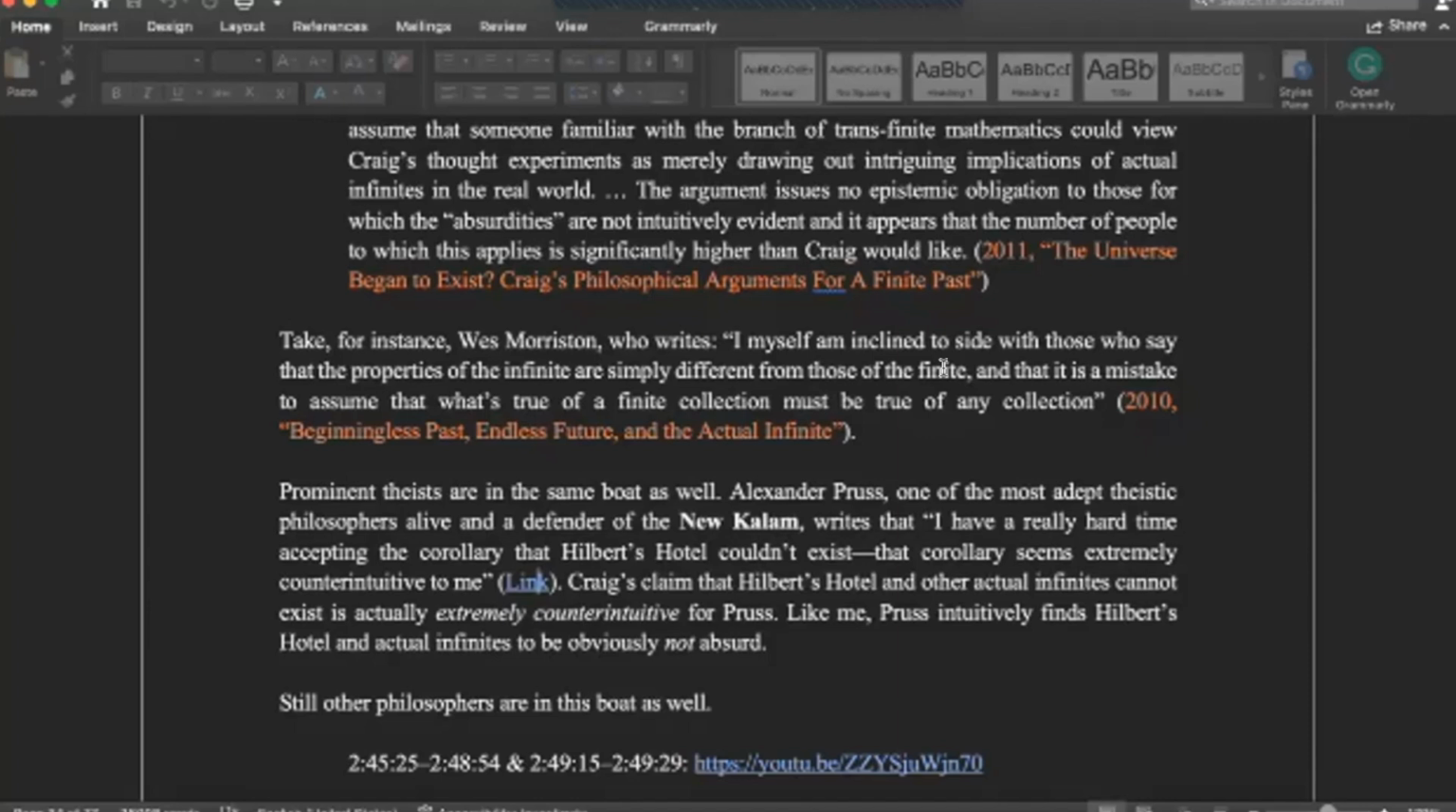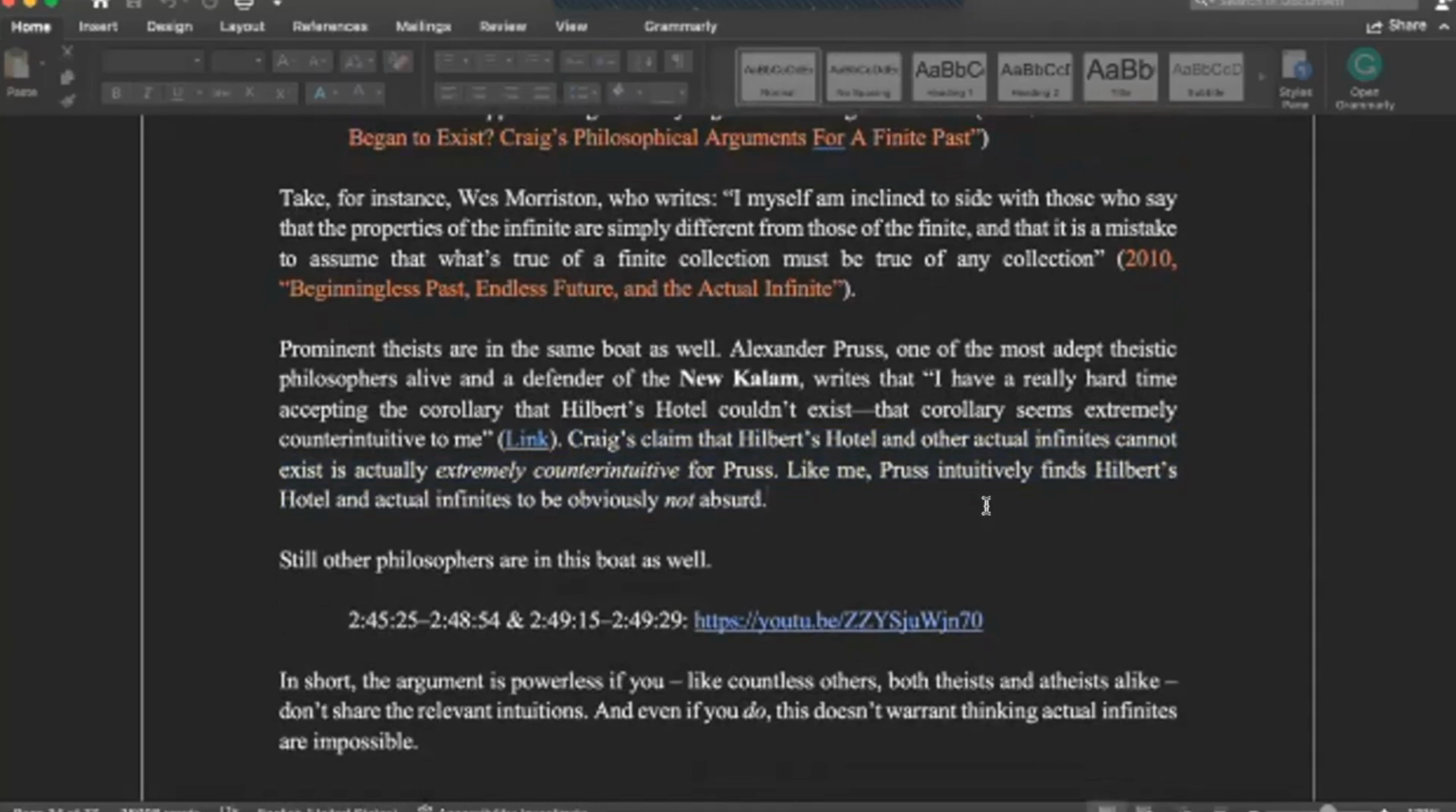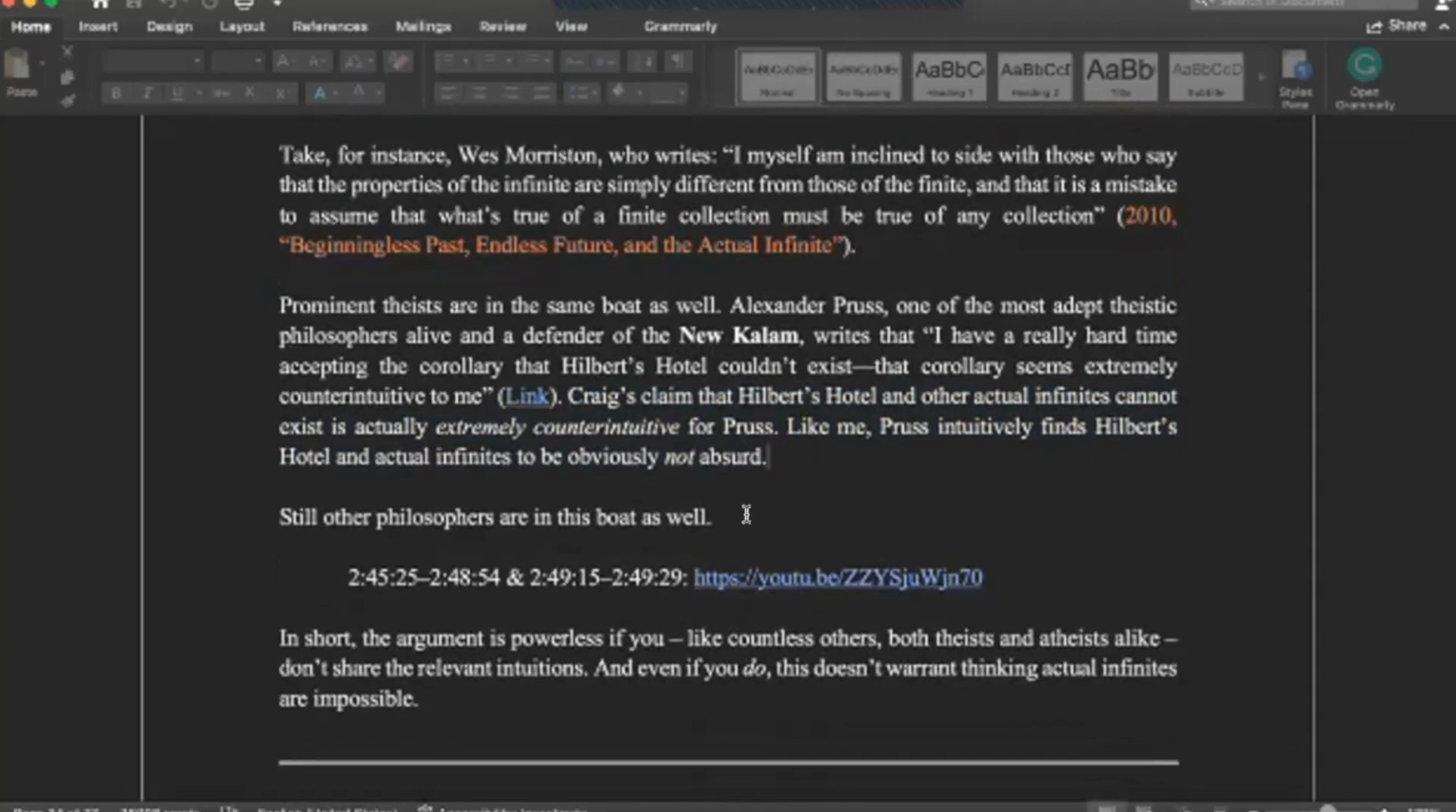We just don't share the relevant intuitions. And if you want to make those sorts of allegations, I have some other allegations up my sleeve. So Craig's claim that Hilbert's Hotel and other actual infinites cannot exist is actually extremely counterintuitive for Pruss. Like me, Pruss intuitively finds Hilbert's Hotel and actual infinites to be obviously not absurd. And still other philosophers are in this boat as well.